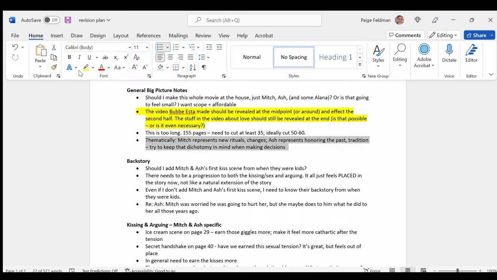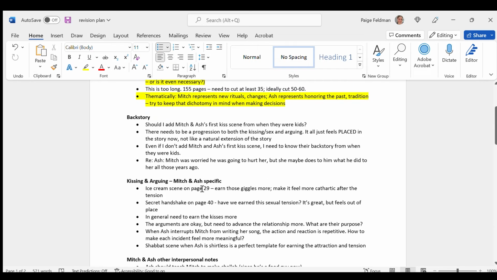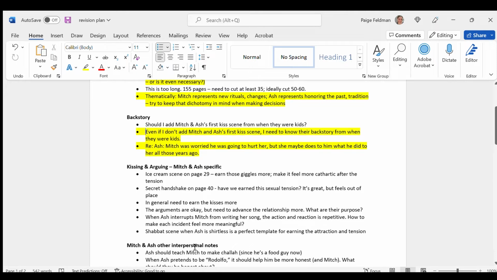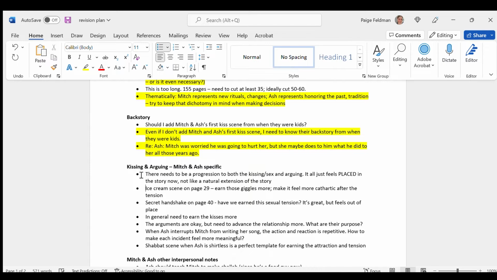So in general big picture notes, I leave the length and question of scope and setting for another draft and decide to focus on moving this video that I'm talking about here, which is currently a mid-third act reveal, to the midpoint or just beyond it, and really focusing on the thematic issues in the story. For backstory, I focus on figuring out the backstory, obviously, and adding some poetic synchronicity to Mitch and Ash's relationship. And, I copied and pasted a kissing arguing thing there, so moving that, and also highlighting it.